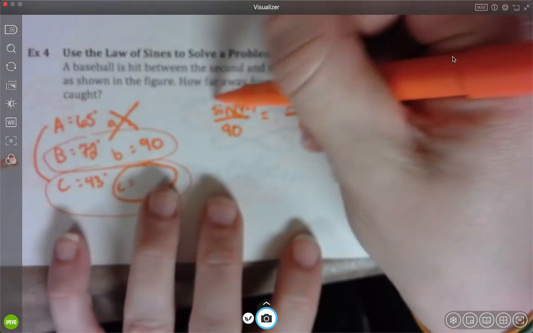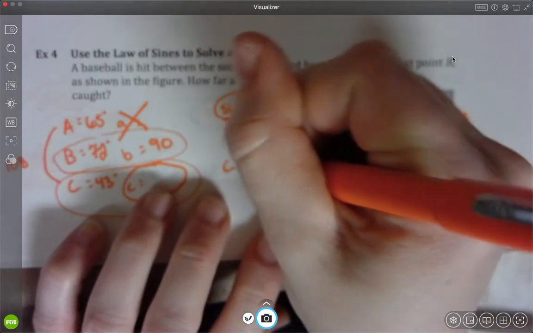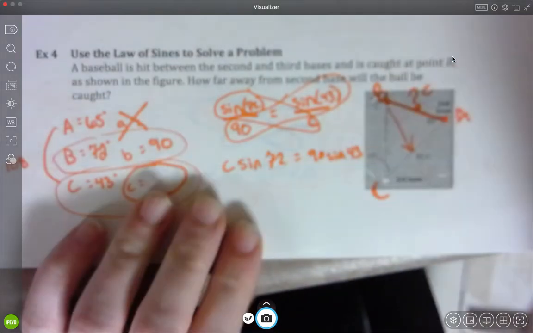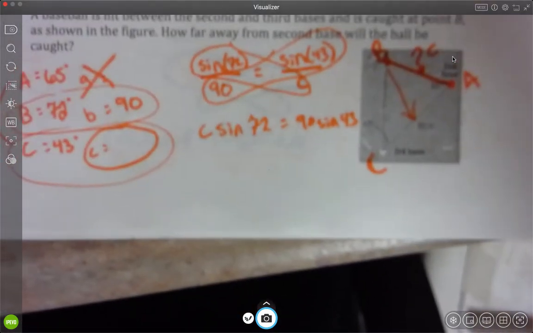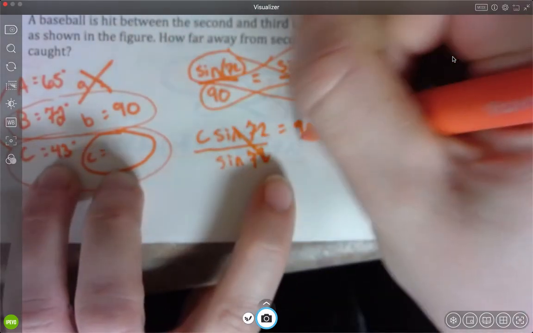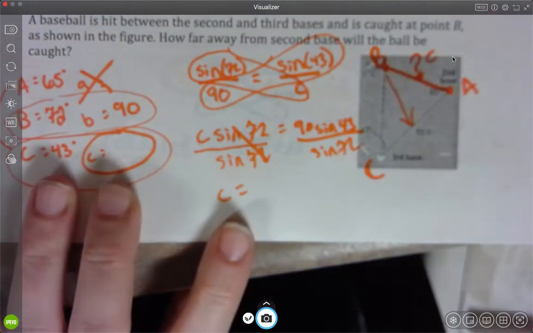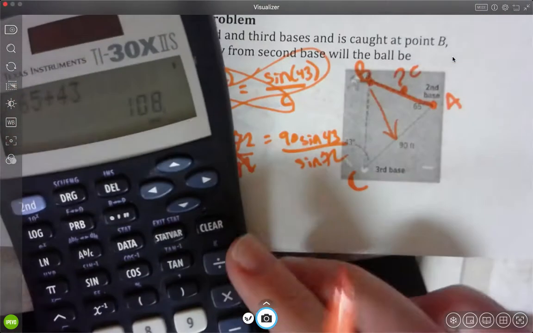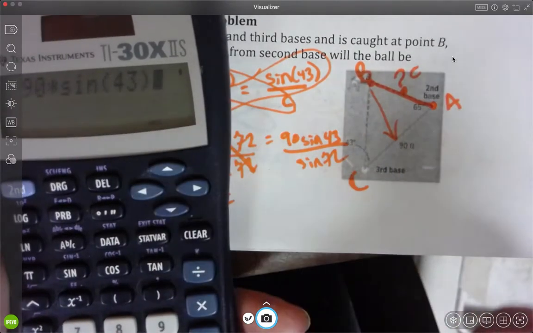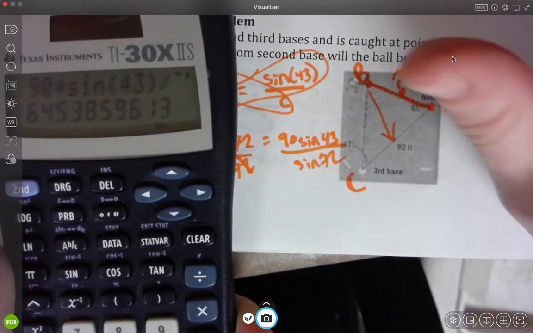And then I cross multiply just like before. So I have C times sine of 72 equals 90 times sine of 43. And then what do I do to solve for C? I can divide by sine of 72. And C will be equal to 90 times sine of 43 divided by sine of 72. And that is 64.5.